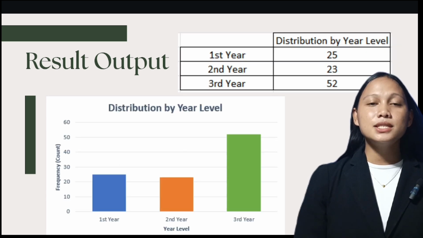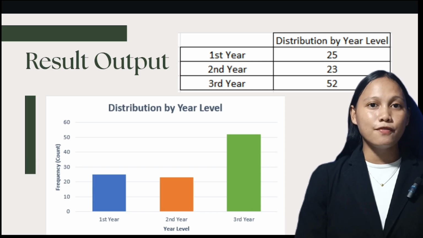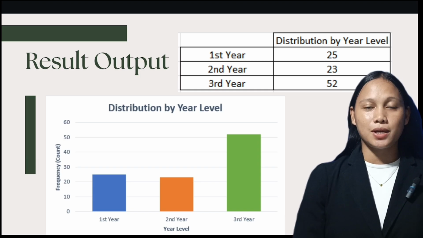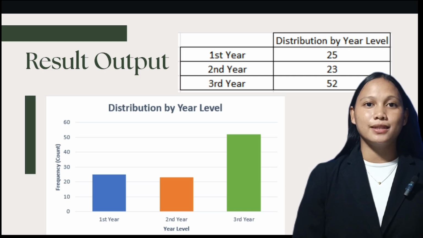The same goes for the distribution by year level, where first year having 25, second year having 23, and third year having 52, a total of 100% respondents.